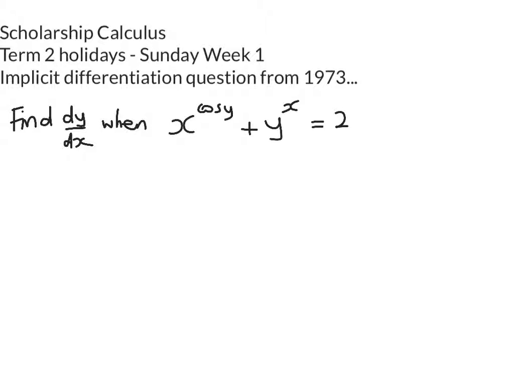This is a question from the 1973 scholarship calculus paper. It's a really nice example of two things: how much we need to be comfortable with implicit differentiation, and also how I can use my log rules again to simplify problems that look pretty awful. So here we're going to find dy by dx when this is true.